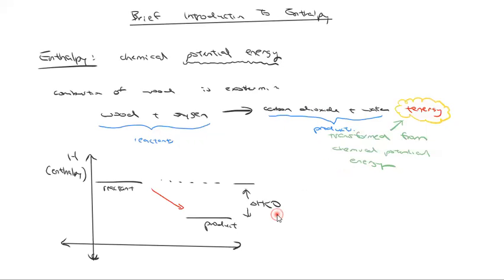Delta is changing, final minus the initial. So that means we lost chemical potential energy, or delta H, the change in enthalpy, is negative. That means this is exothermic. So that's the basic idea behind enthalpy, that enthalpy changes. If the enthalpy change is negative, that tells you it's exothermic. And if the enthalpy change is positive, that tells you it's endothermic. So that's your first basic idea, that enthalpy represents chemical potential energy.